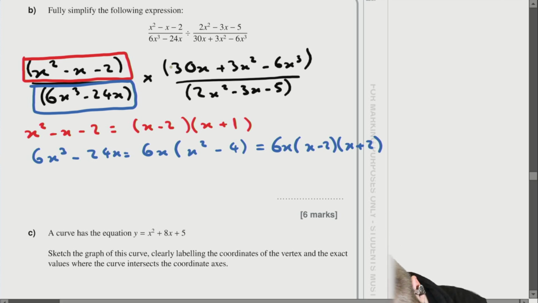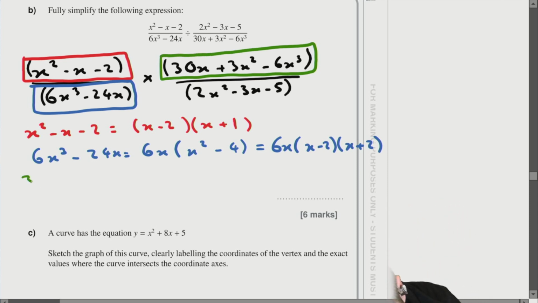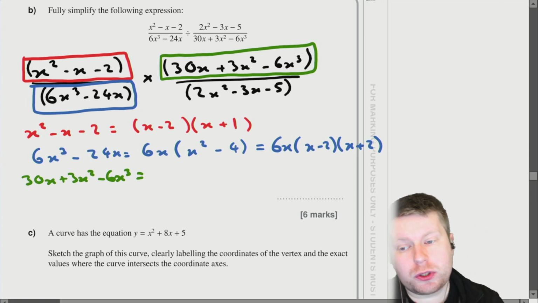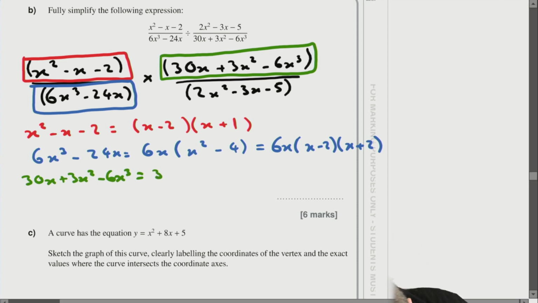Okay, I'm running out of colors slightly, but I think we've got enough. Let's have a look at this one now. This one was the most difficult one to factorize, I think. So we've got 30x plus 3x squared minus 6x cubed. Now here I've got an x in every single term, and in fact there's also a factor of 3 in every single term as well. So I'm going to factor out a 3x, which is going to leave me with 10 plus 1x minus 2x squared.